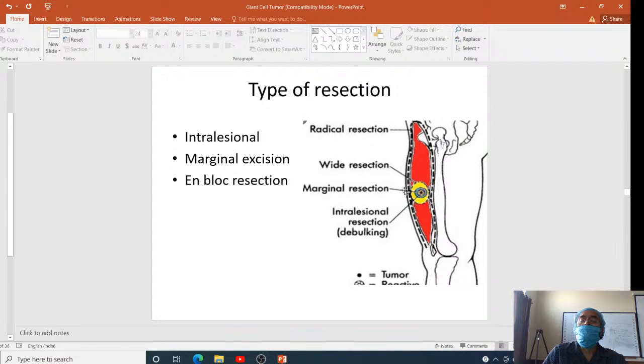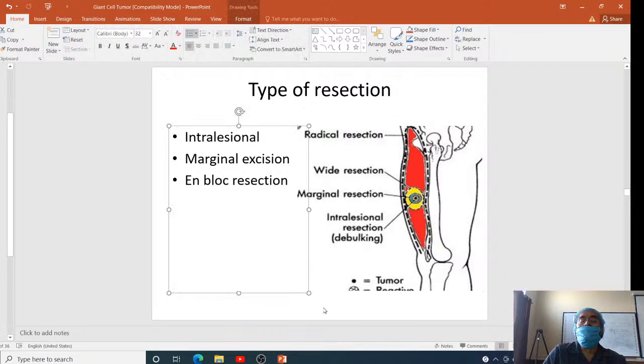Then intralesional resection, that is the minimal one. That means that's called a debulking. The tumor mass is reduced in volume. That is intralesional. That means inside this is the lesion, and you are doing surgery inside to reduce the tumor mass. That is intralesional resection.